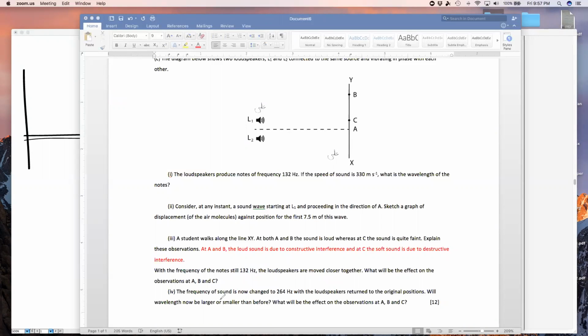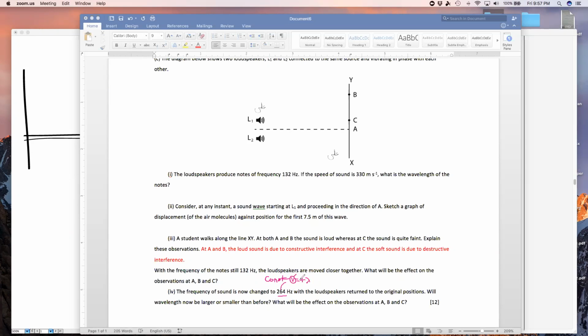Next part. The frequency of sound is now changed to 264. What happens to the wavelength? We know that V is equal to F lambda. We know, and I keep telling you, that this is constant. This is fixed. The speed of sound in a medium is fixed. The speed of sound in a medium doesn't change.